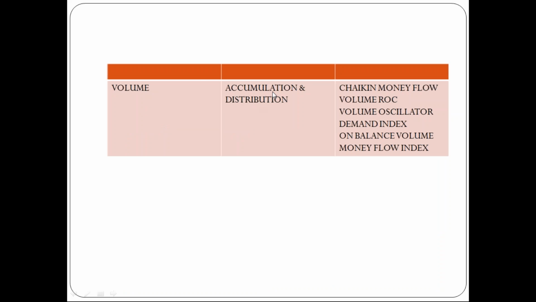Volume indicators tell us the accumulation distribution process, and Chaikin money flow, volume ROC, volume oscillator, demand index, on balance volume, money flow index tell us the same thing about accumulation and distribution. Four or five volume indicators together do not tell us that the accumulation is 4 times more or 4 times less, or the distribution is 4 times more. No, they tell us the same thing. The dimensions are the same, the calculations are the same. They tell us the same thing, not a different thing.